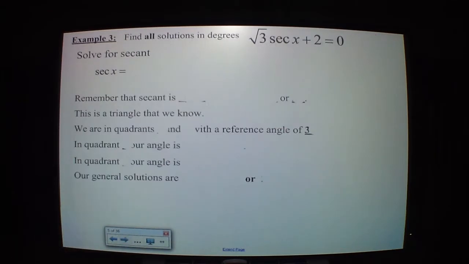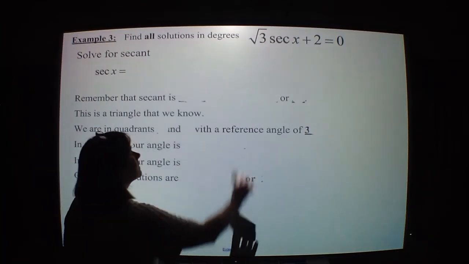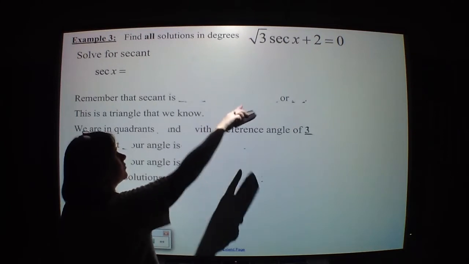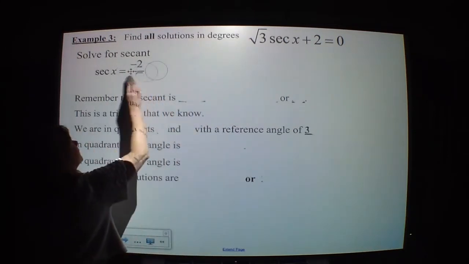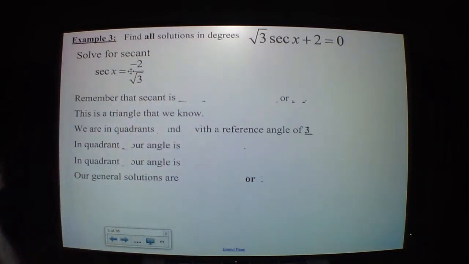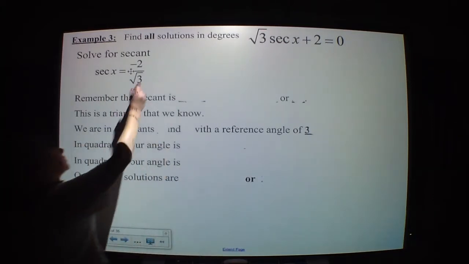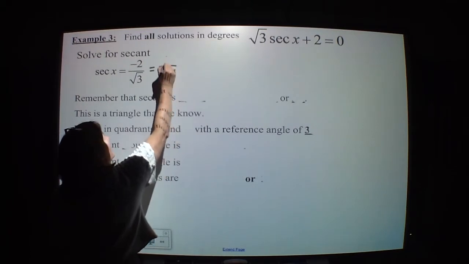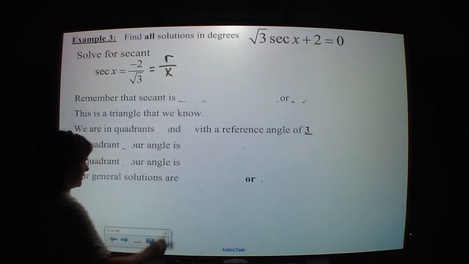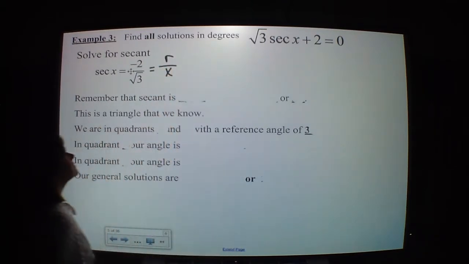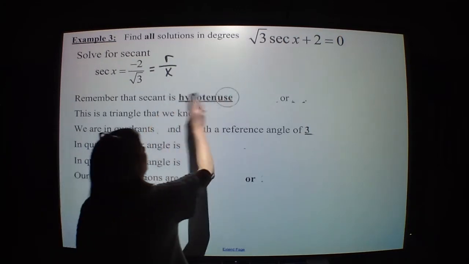Next, example 3. Find all the solutions in degrees. Radical 3 secant of x plus 2 is equal to 0. So first I want to solve for secant. So secant of x would be negative 2 over radical 3 if I move the 2 over. So remember, secant and cosine are reciprocals. So that's r over x, or the hypotenuse over the adjacent.